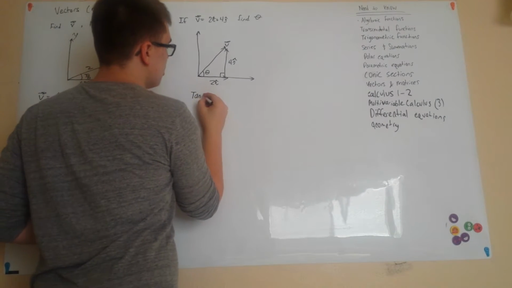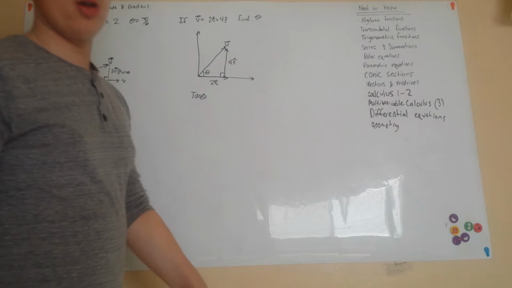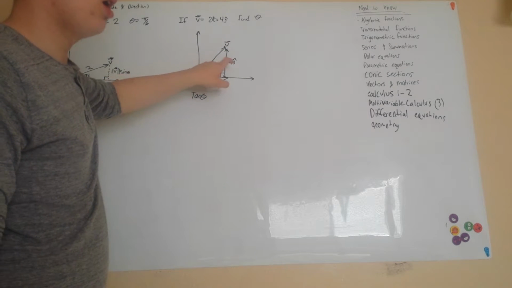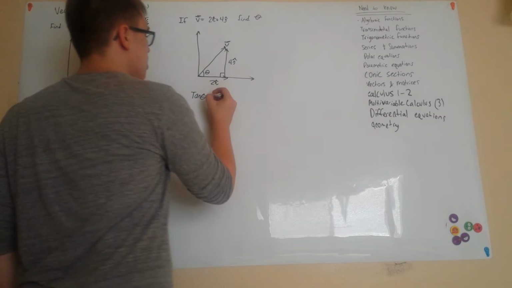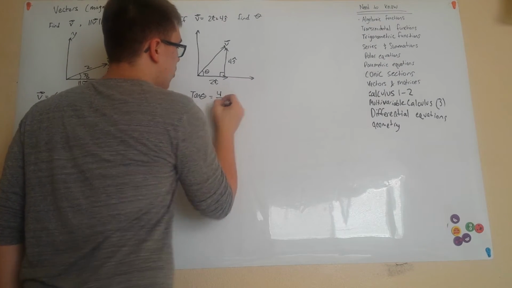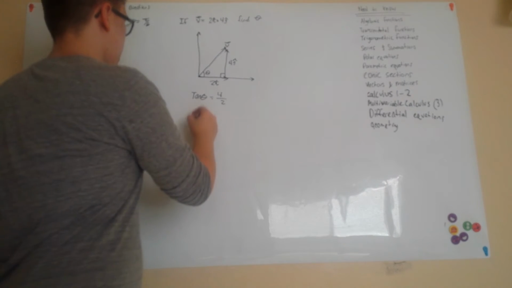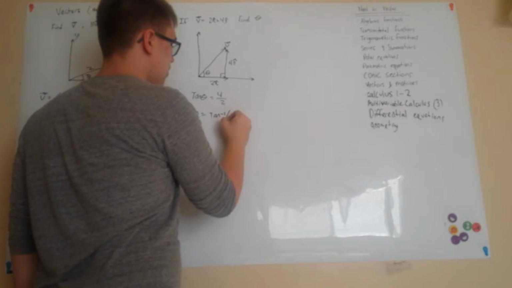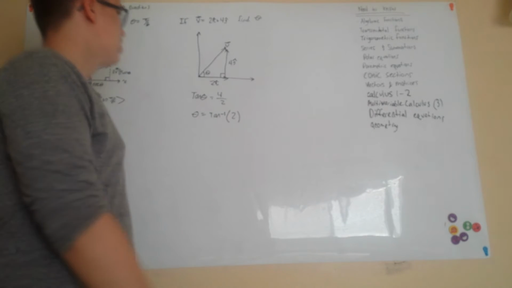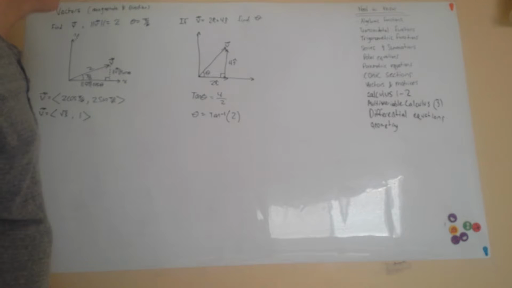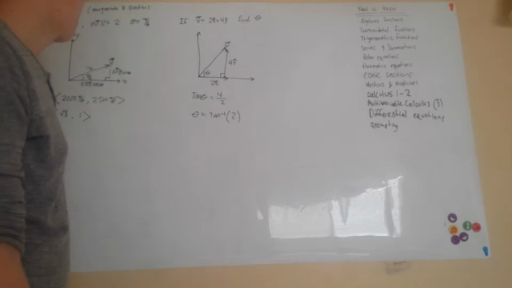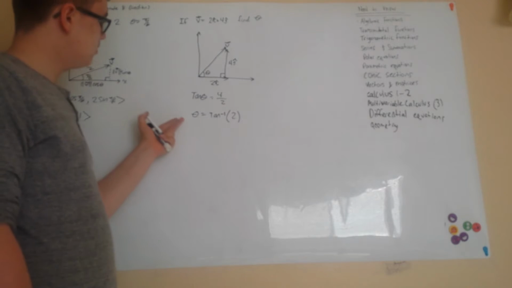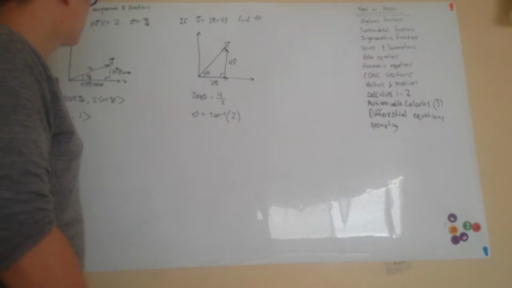The tangent of theta is your what? Opposite over adjacent. 4 over 2. And theta is the tangent inverse. So the tangent inverse of 2.